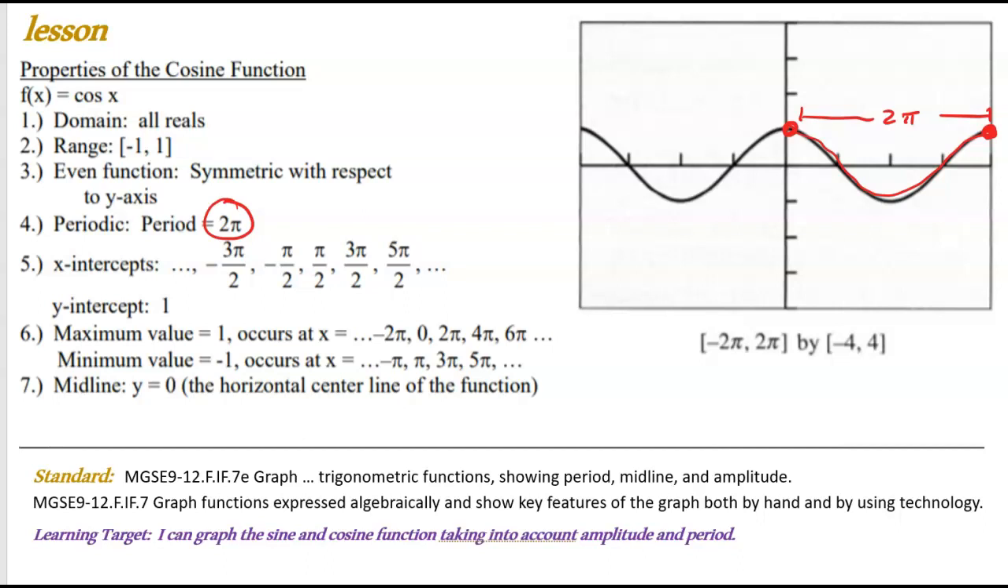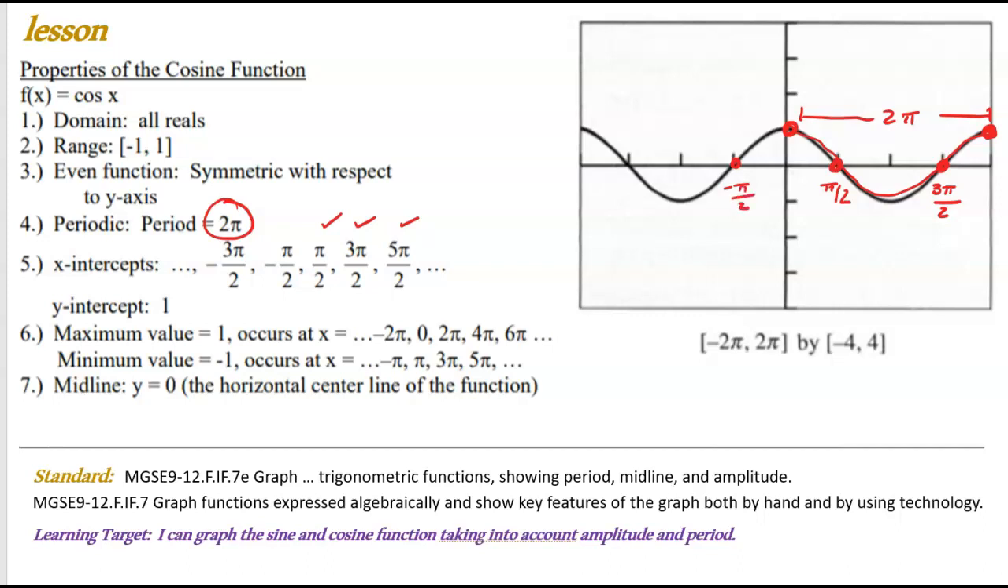Okay, the x-intercepts are a little bit different. Now the x-intercepts are at pi over 2, 3 pi over 2, etc. 5 pi over 2, 7 pi over 2. So we have this pi over 2, 3 pi over 2. Slightly different pattern. Negative pi over 2.